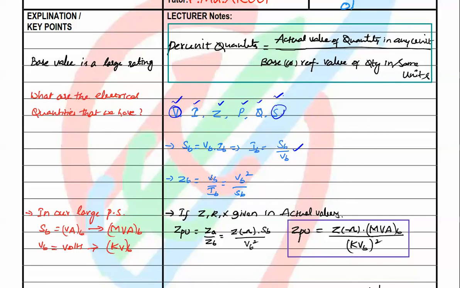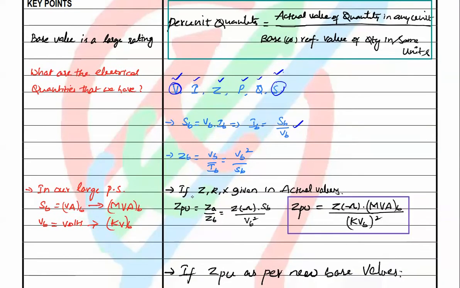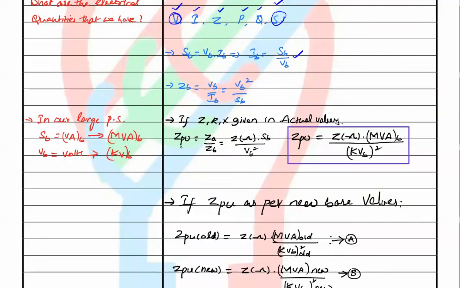So ZB is equal to VB by IB. It's nothing but VB square by SB. IB is nothing but SB by VB. Next point: if Z or X are given in actual values, they all have units of ohms only. So Z per unit is equal to the actual value divided by the base value. The same unit should be considered, so this is in ohms and this is in ohms. So Z in ohms is divided by the Z base that you got here; we substitute this equation.